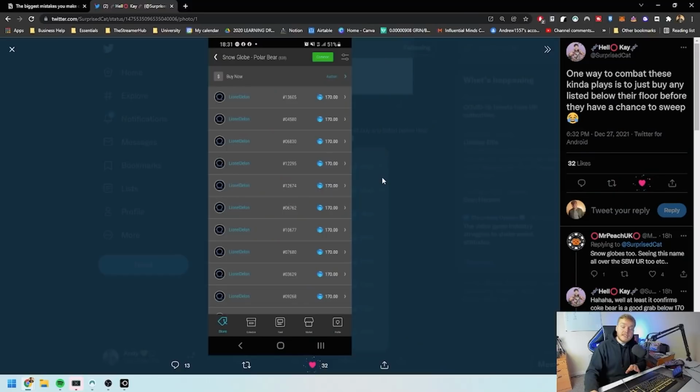Let's take the example that Kay put on his Twitter yesterday talking about the snow globe and the polar bear. This person had put up a sell wall of 170 gems for the snow globe, and what they're aiming to do is to have other people put up the snow globe for below that. Over time, as that price goes lower and lower, they have a lot of gems to spend, meaning the people who are panicking and putting it at a lower price, they can easily scoop up.